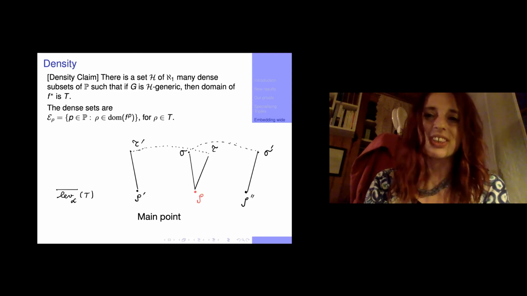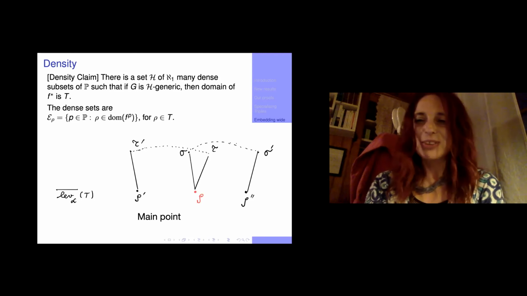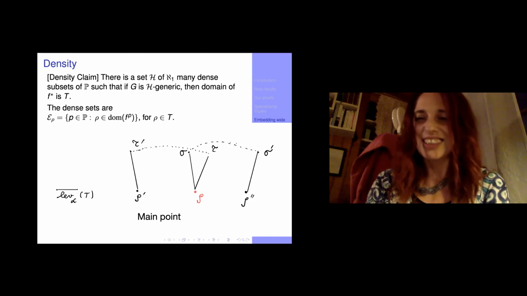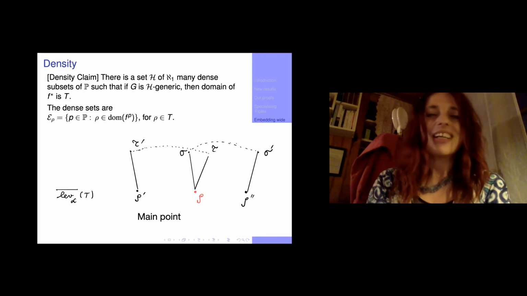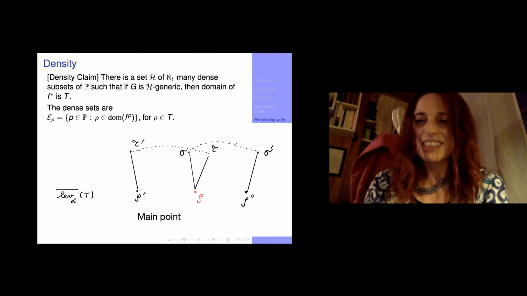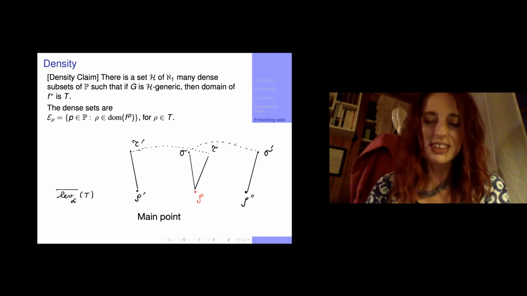ask the same question. This is getting hot because MA of omega 2 is also a reasonable axiom, and it is one of the rare axioms that we have for dealing with objects of size Aleph 2. So it looks like we could just do exactly the same thing that we have done here. But no, in fact, that's not true.